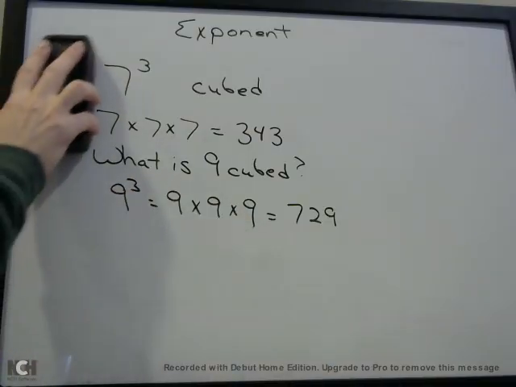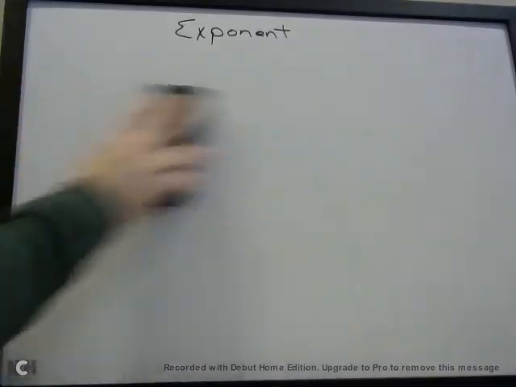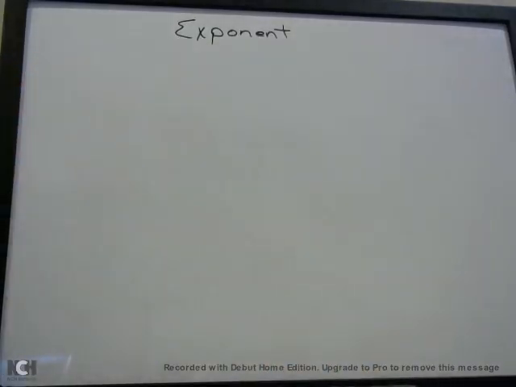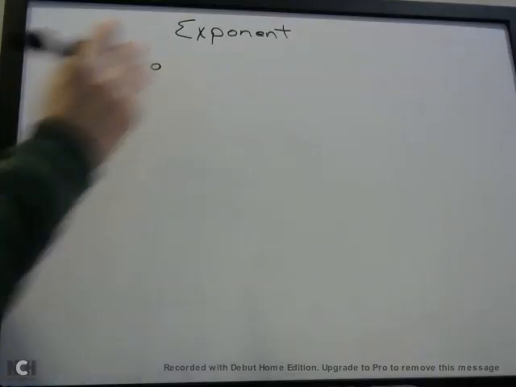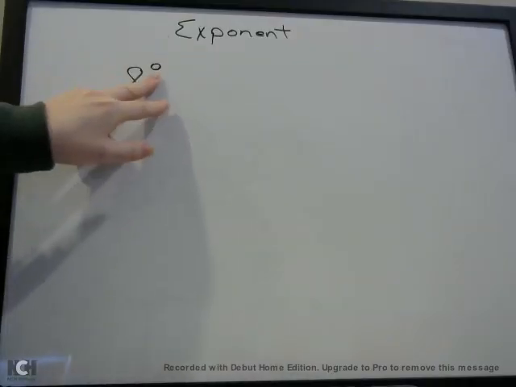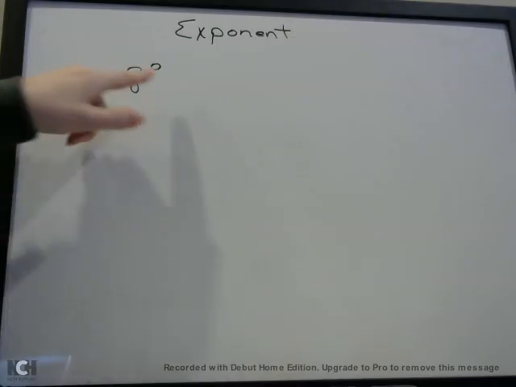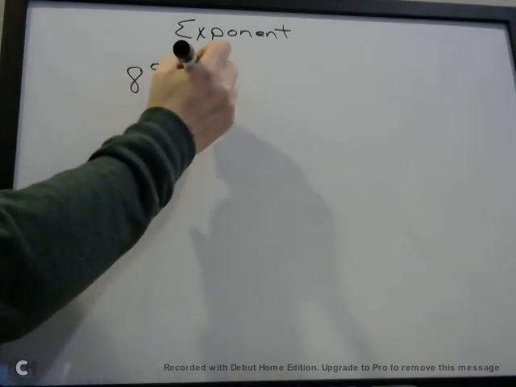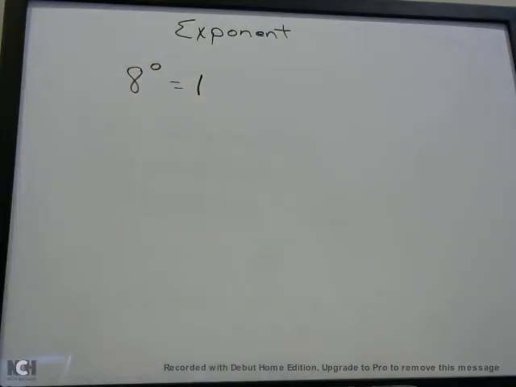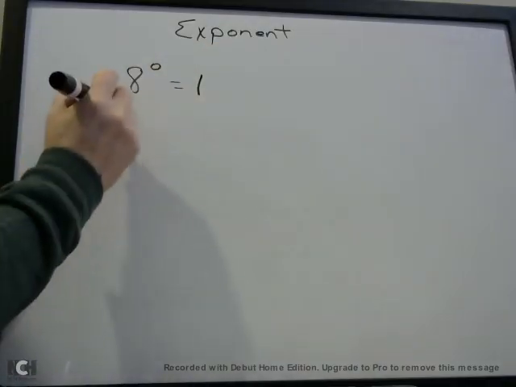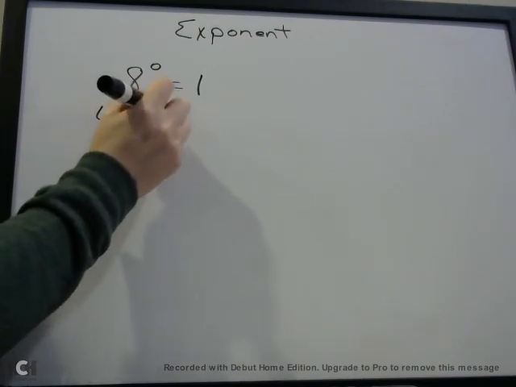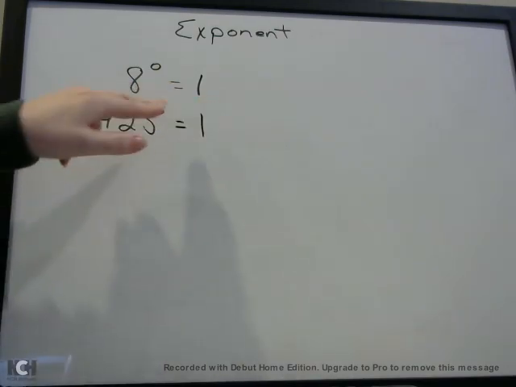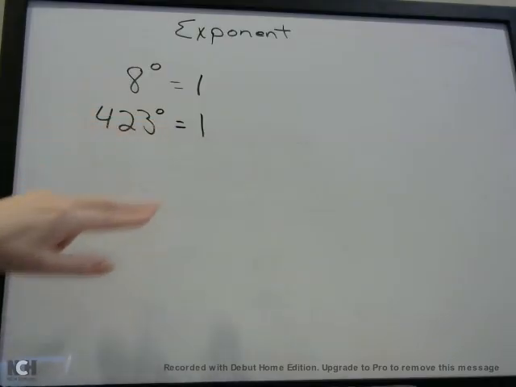There are 2 other special cases. If something is raised to the 0 power, so you have 8 as your base number, but the exponent is 0, anytime something is raised to the 0, the answer is always 1 by definition. It doesn't really matter what number you have here. If it's raised to the 0 power, it's 1. The answer is always 1 by definition.